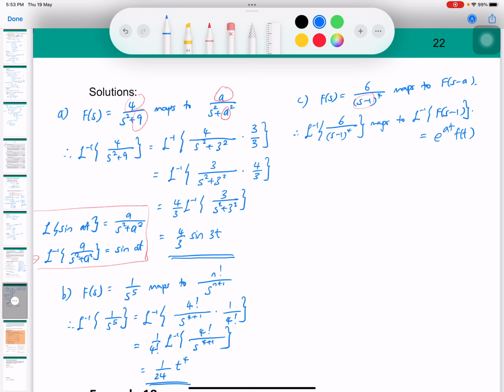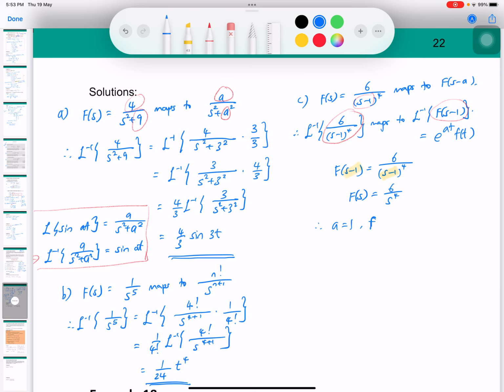So we have f of s minus 1. You're comparing them, it is 6 over s minus 1 to the 4. So in that case, what is f of s? This is one thing, this is one thing. If you change it with 2s, you get 6 over s to the 4. So now we have a equals to 1.